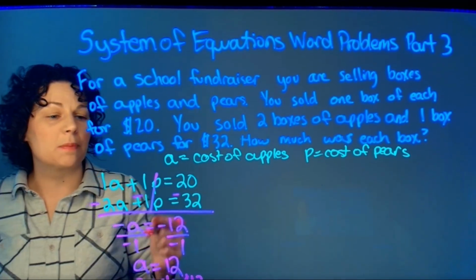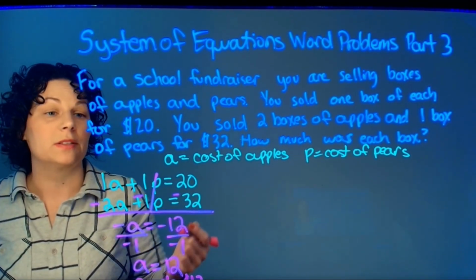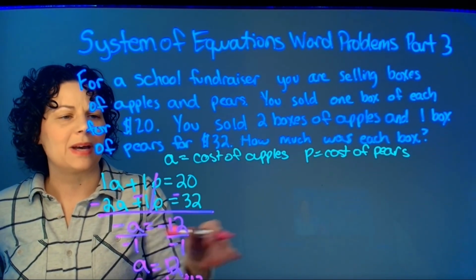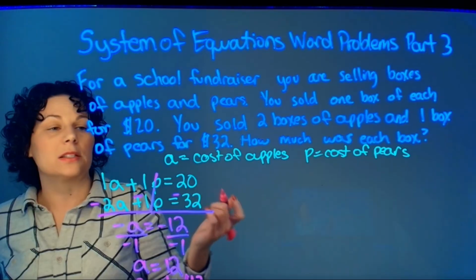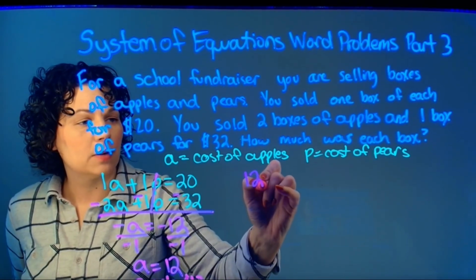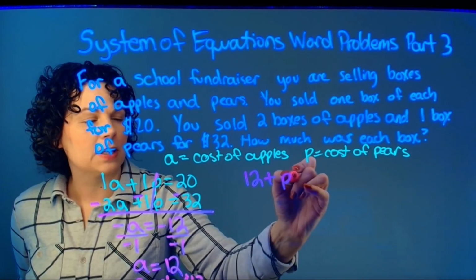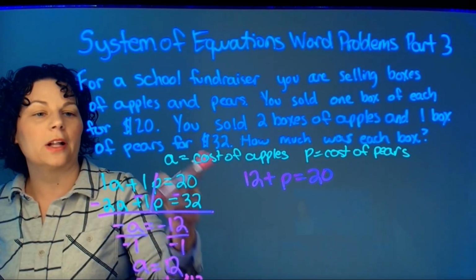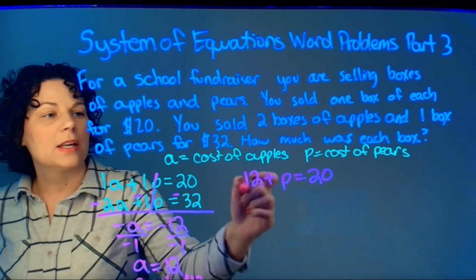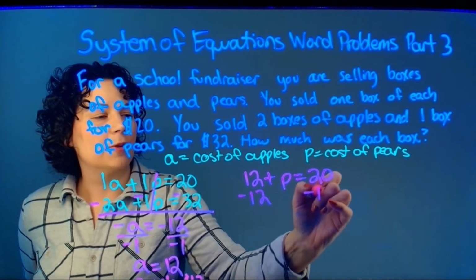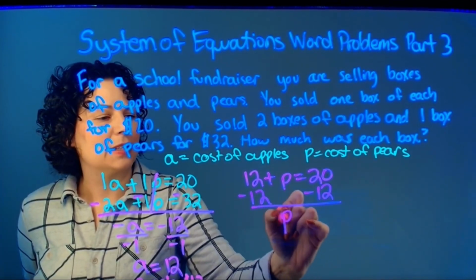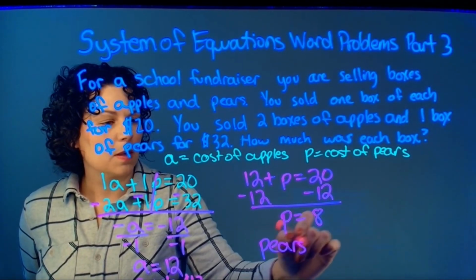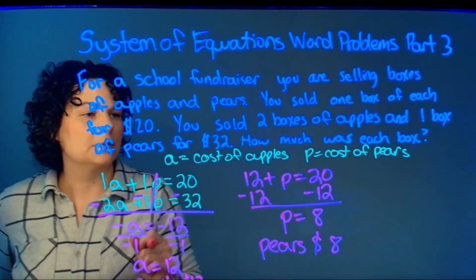Okay, now we've got to plug that back in to find the cost of the other. So you can use either one of those original green equations. It doesn't matter. I'm going to use the first one because it's first. 1 times 12 is 12 plus 1 times P equals 20. So I took my apples were $12, plugged it back in right here, and then I'm going to subtract 12 from both sides to get the P by itself. So P was 8. So pears are going to be $8.